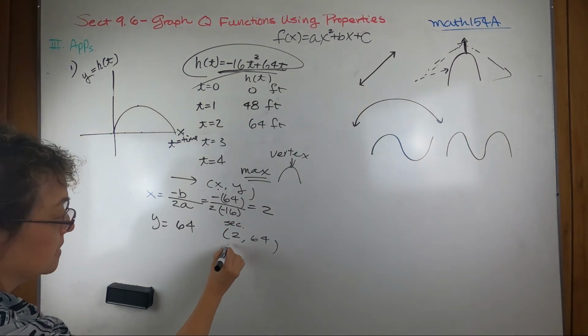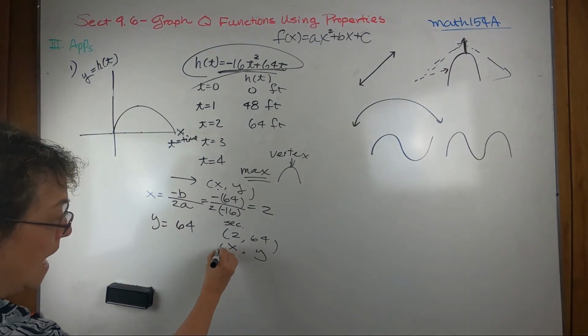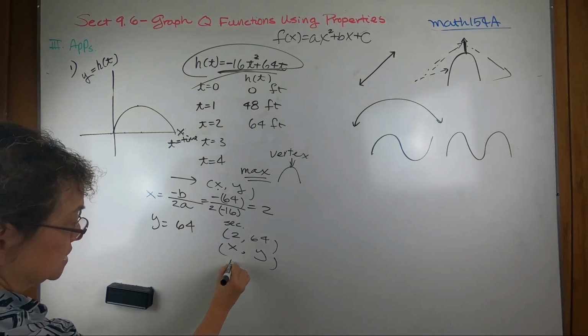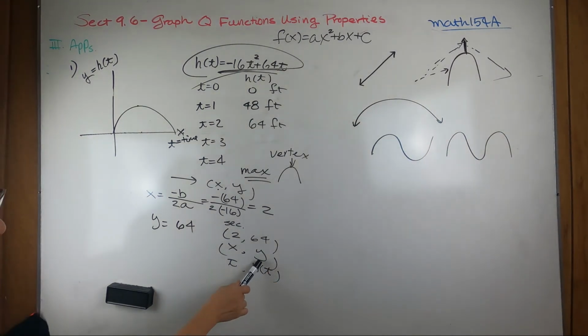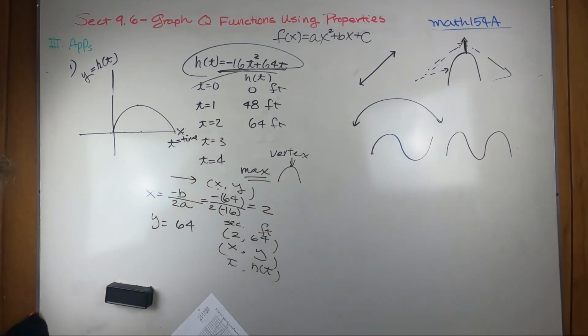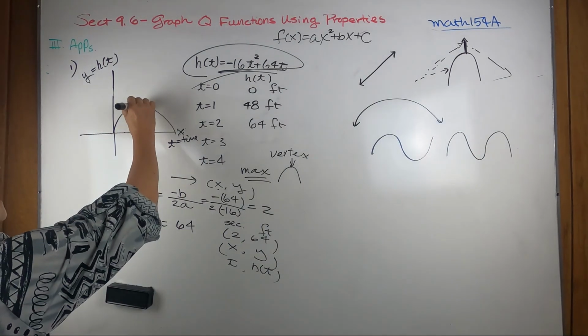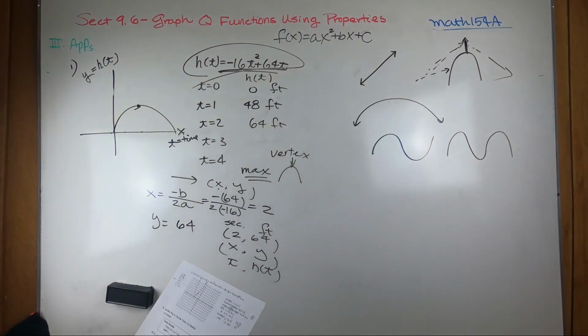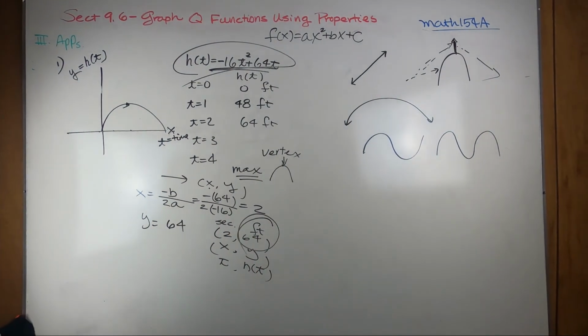2 means what? 2 seconds. Right? That's your x, that's your t. Then y is your h(t), H of t. That's your height. Height is 64 feet. Right? So what's the question? What is the maximum height reached by the ball? It's at the second, right? And after 2 seconds, it reaches the highest point, which is 64 feet.